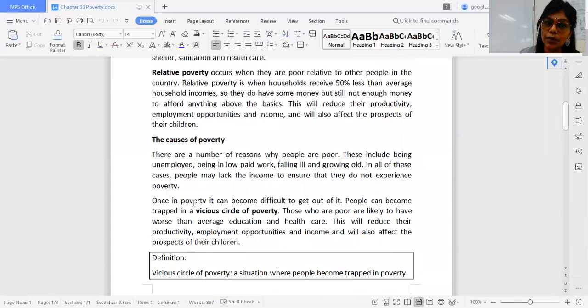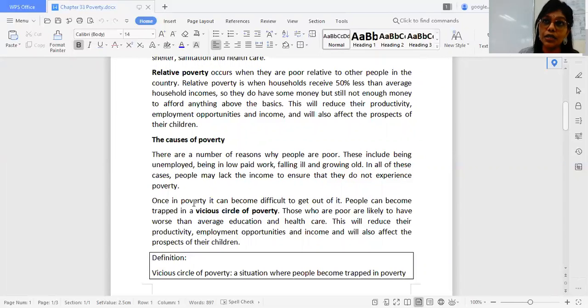What actually causes poverty? The causes of poverty. They say there are a number of reasons why people are poor. These include being unemployed, being in low paid work, falling ill, growing old. In all of these cases, people may lack the income to ensure that they do not experience poverty. Once in poverty, it can become difficult to get out of it because we are not financially stable or balancing our living standards. All right.